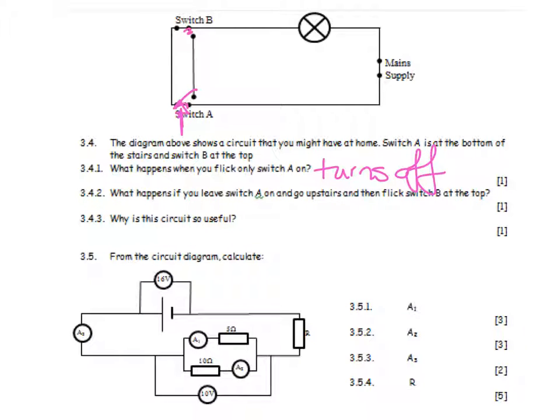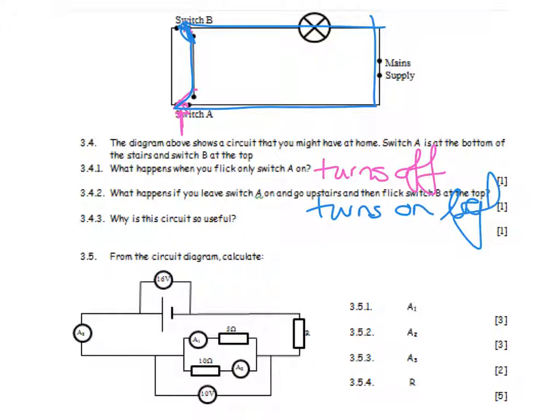What happens if you leave switch A on and go upstairs and flick switch B? Now you open the circuit there, but you connect it over there. So now you once again have a complete connected circuit. It turns on the light. Why is this circuit so useful? Can control light from 2 places.